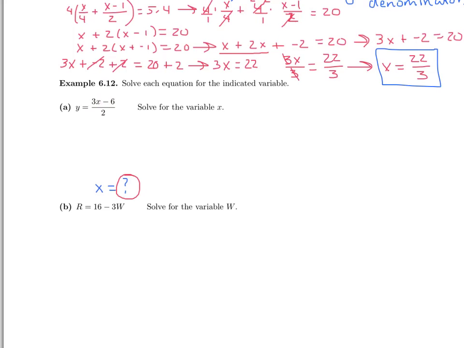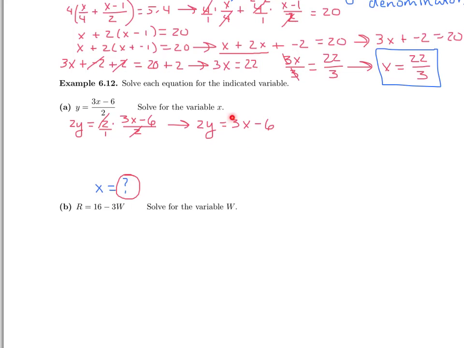We start by undoing the last operation, namely the division by 2. We undo that by multiplying both sides by 2. So I'm going to multiply the 2 by the y, and I'm going to multiply 2 by the (3x minus 6) all over 2. Now remember, that 2 is like 2 over 1. When you multiply these fractions on the right side, notice the factor of 2 in the numerator will cancel the factor of 2 in the denominator. So you're left with the equation 2y equals 3x minus 6. This equation is equivalent to the one we started with.